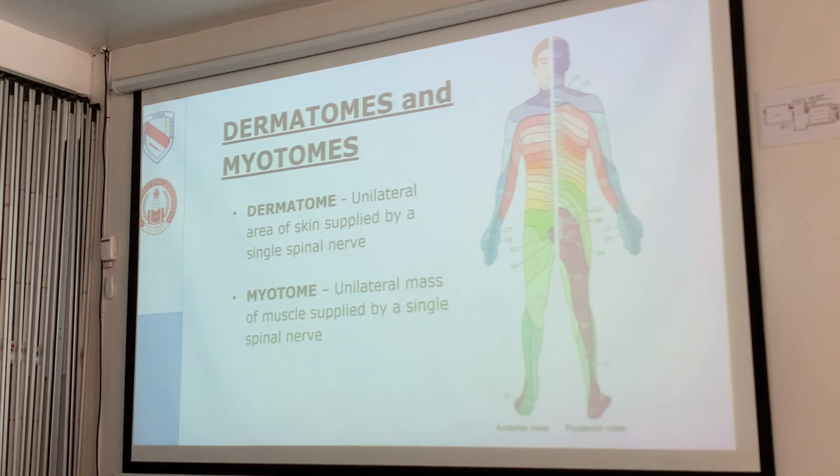Dermatomes, as asked before, are the unilateral area of the skin supplied by a single spinal nerve. Myotome, you have your unilateral mass of muscle supplied by a single spinal nerve. So T10, actually you are correct, T10 or the umbilical area. Okay. If asked in the heel area, what is your dermatome level? That would be your S1. Okay.